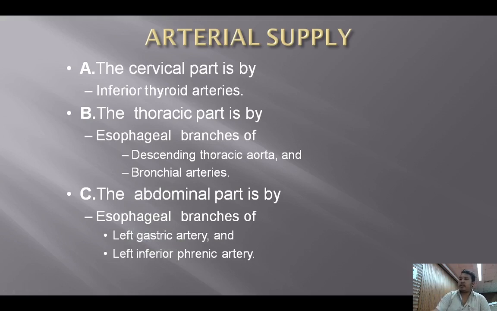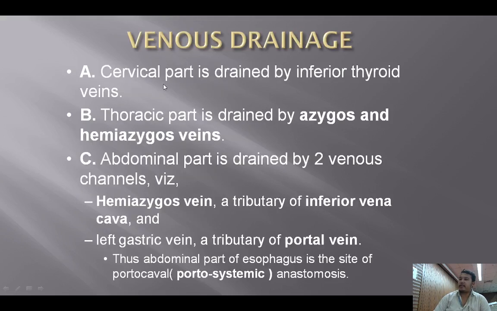Cervical part, it is supplied by the inferior thyroid arteries. In the thoracic part, it is supplied by the esophageal branches of the descending thoracic aorta and also bronchial arteries. The abdominal part is supplied by the left gastric artery and the left inferior phrenic artery. So in different places, different arteries supply the esophagus.